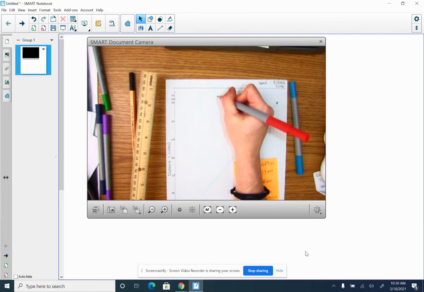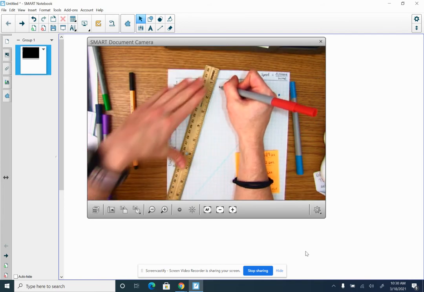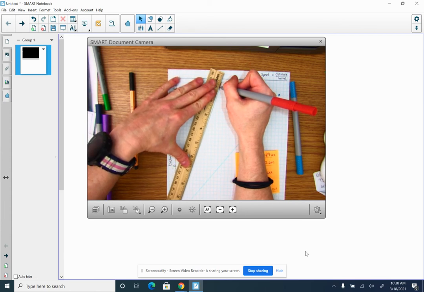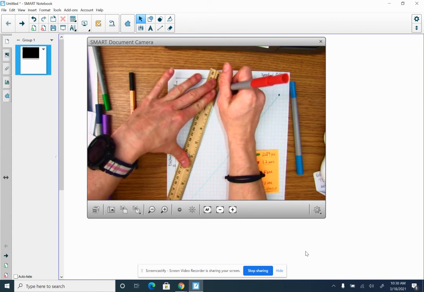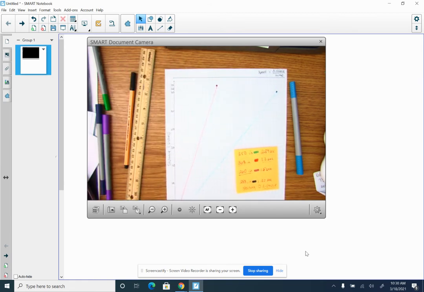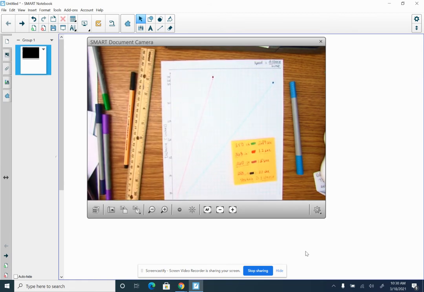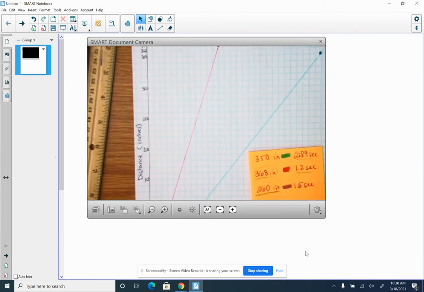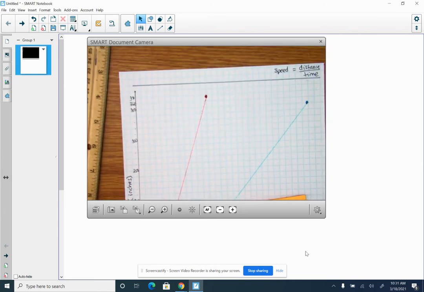And again, start right here on the dot. Line it up to 0, 0. Straight down to next. And there's my second line. I'm going to zoom in here so you guys can see a little bit better.